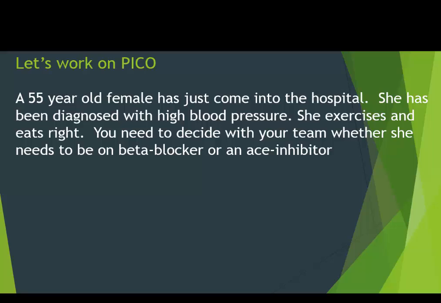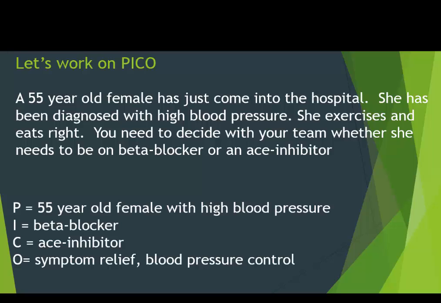The intervention you want to introduce is beta blocker, and you would compare it to ACE inhibitor. The I and C in this situation are interchangeable. O, the outcome, is you're looking for symptom relief or to keep the blood pressure under control. This is what your PICO would look like.